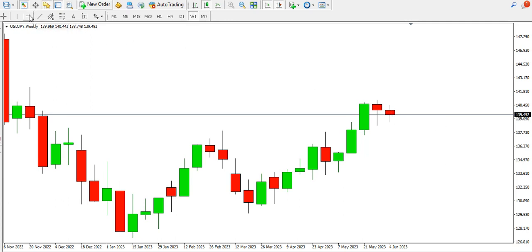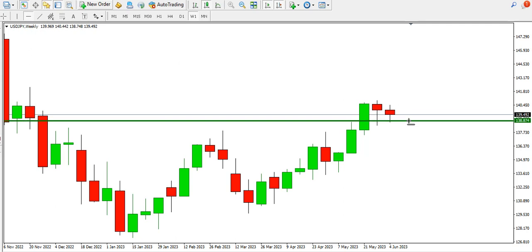So we might be seeing price drop to the 138.874 level for us to have what might look like an evening star candlestick pattern for price to start to drop. But for now, the overall direction on the weekly time frame is still bullish.